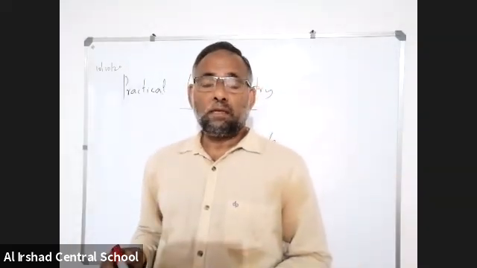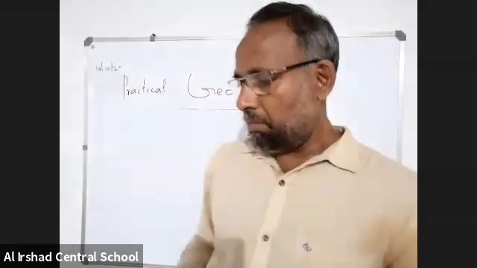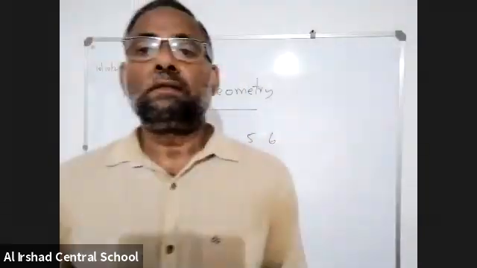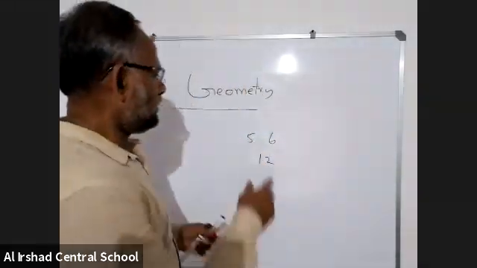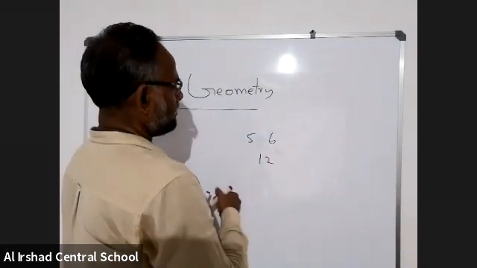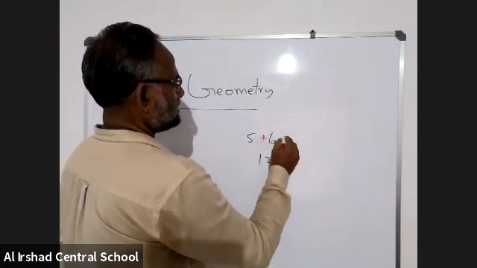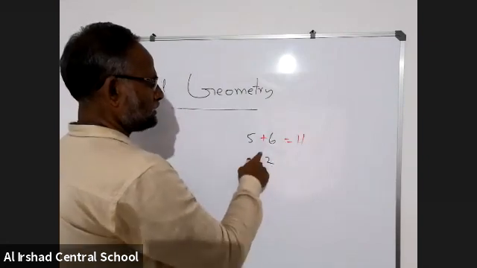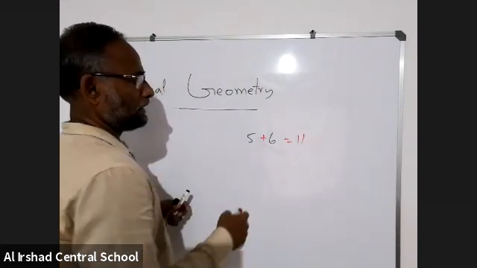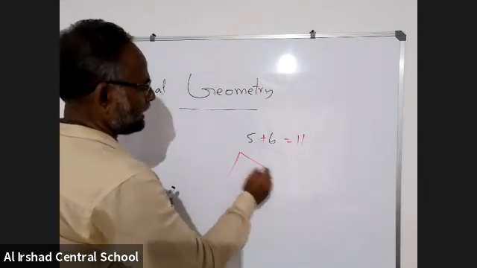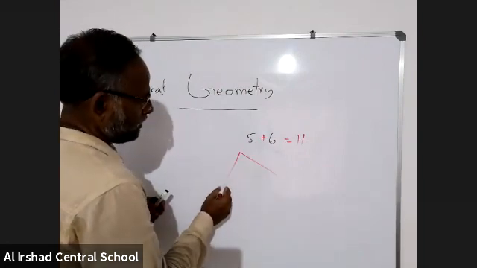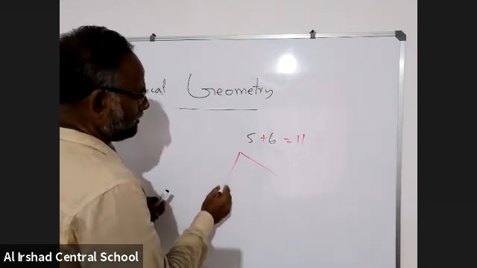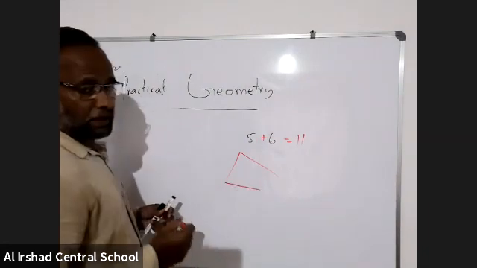According to the sides, the sum of two sides will be greater than the third side. If it is 5 and 6, 5 plus 6, this is 11. So this 12 is not possible. You will not get a triangle. If you are drawing the triangle, no, not possible. Maybe like this something. It's not a triangle.